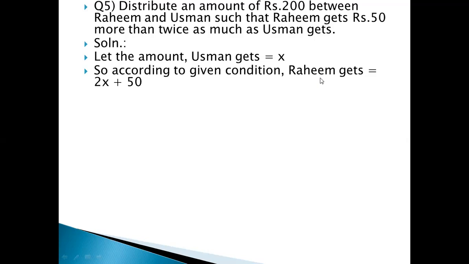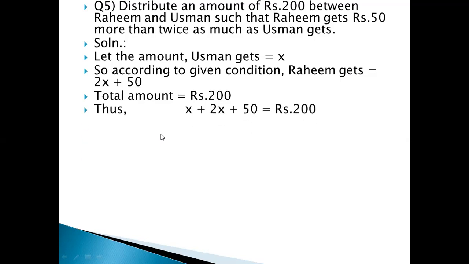According to the given condition, Rahim gets 2x plus 50. Why? Because the condition is that Rahim gets 50 more. 50 more means you are adding plus 50. Then twice. Twice means 2 times of Usman. So 2x plus 50. So the total amount is 200 rupees.